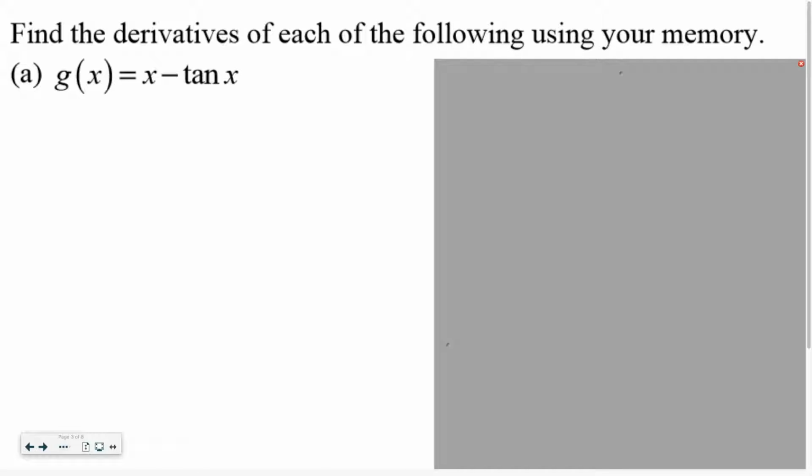Okay, write this down. G of x equals x minus tangent of x.